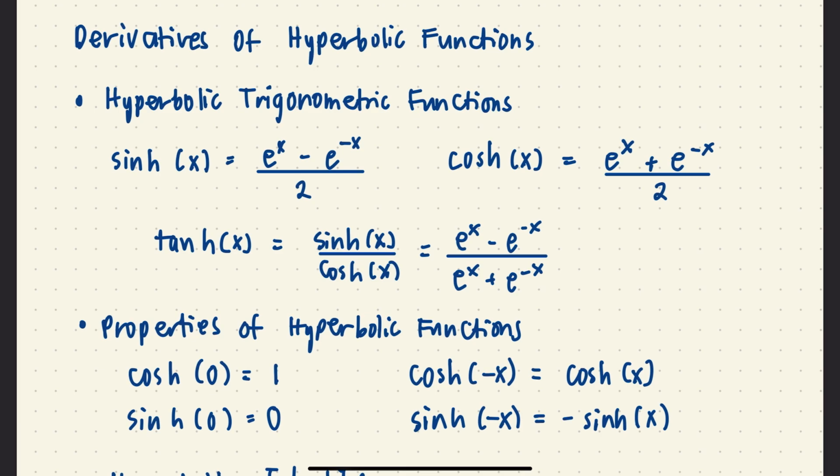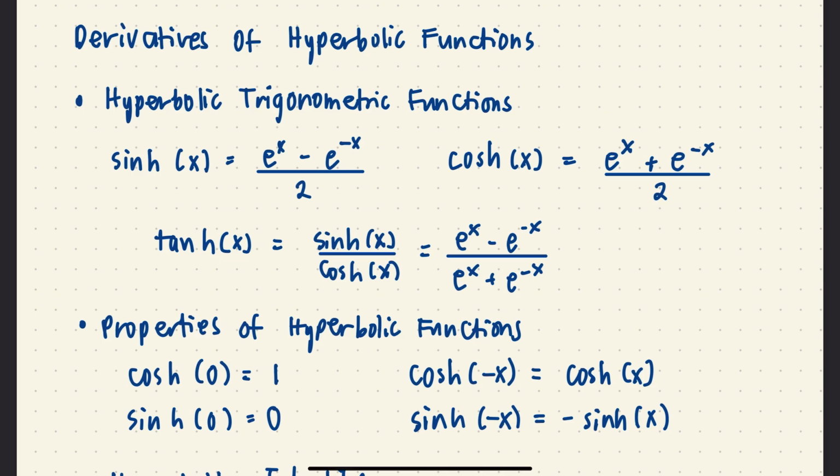Your hyperbolic tangent of x is the same as the definition of your regular tangent, which is sine over cosine. This time, your hyperbolic tangent of x is hyperbolic sine of x all over hyperbolic cosine of x. So we just substitute the values of both hyperbolic functions, and it will simplify to e raised to x minus e raised to negative x, all over e raised to x plus e raised to negative x.